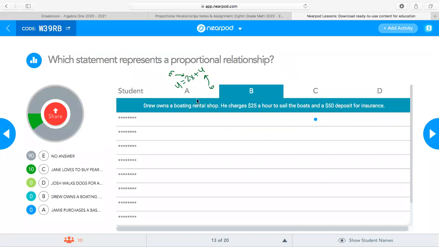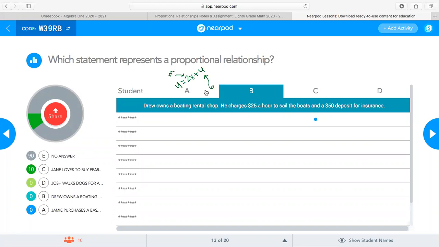Drew owns a boating rental shop. He charges $25 per hour to rent the boats and $50 for a deposit for insurance. You got this. If you don't know how to write the equations, that's okay. Let's figure it out together.